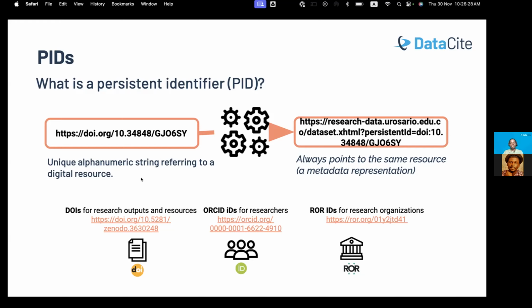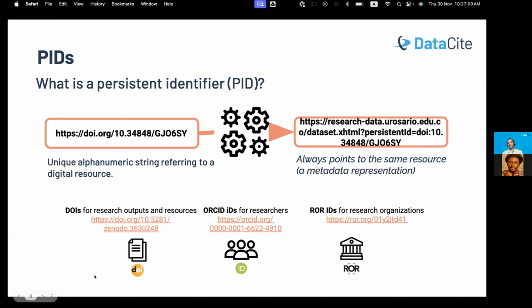So for instance, this is a unique alphanumeric string referring to a digital resource. When you now click on it, it will point to that particular object or research output that this kind of unique identifier is pointing to. So it clicks on it, then it will resolve and land you to that maybe data set or to your publications, wherever it is. It will always point to that same resource anytime, any day. That is what the metadata represents.